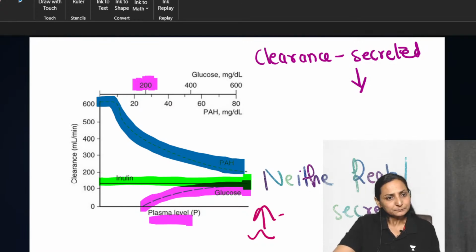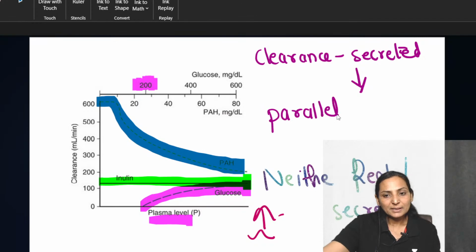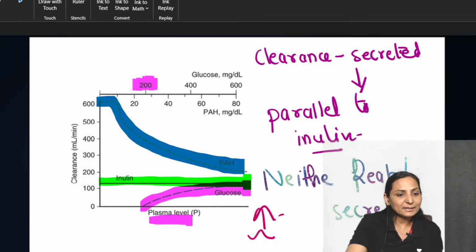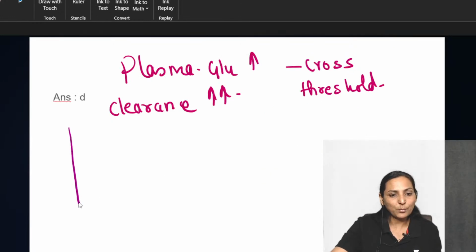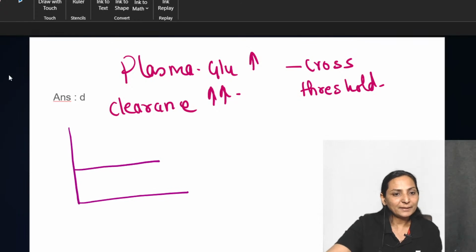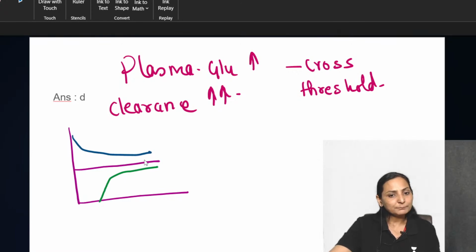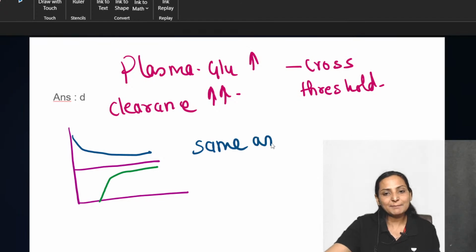Now something very interesting: even though the PAH clearance is decreasing and the clearance of glucose is increasing, you will see that they become parallel to inulin, right? They become parallel to inulin, but they never become the same as inulin. So this is your inulin, and this will be your glucose, which will be parallel, and this will be your para-aminohippuric acid, which will be parallel. They are trying to come close to inulin, but they will never be the same as inulin. That means the lines are never going to touch.